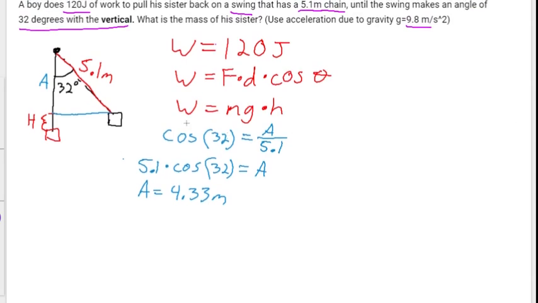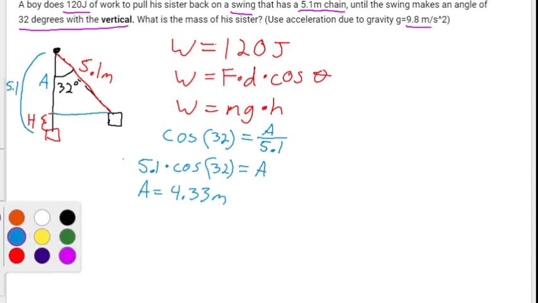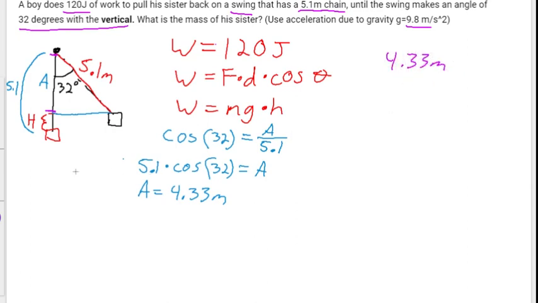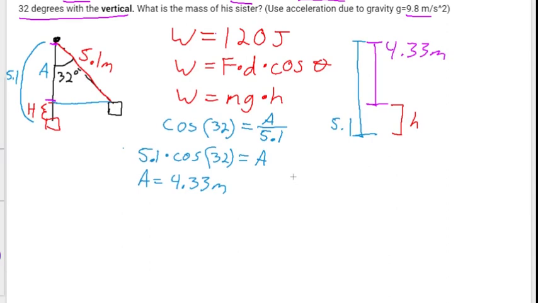So why is that important? Well, like we said before, the work being done is due to gravity. So the height is going to be this missing part here. In order for us to figure that out, we know that the chain, when fully loose, is 5.1 meters. And now we just figured out what this height is from here to here. So the adjacent side is 4.33 meters, and the total length, so I'll draw this again, the adjacent from here to here is 4.33, where the total length of the chain is 5.1. In order for us to solve for the height, this missing side right here, we're just going to subtract the two. So we find out that h is going to be equal to 5.1 minus 4.33. Plugging it into our calculator, 5.1 minus 4.33 is equal to 0.77 meters.